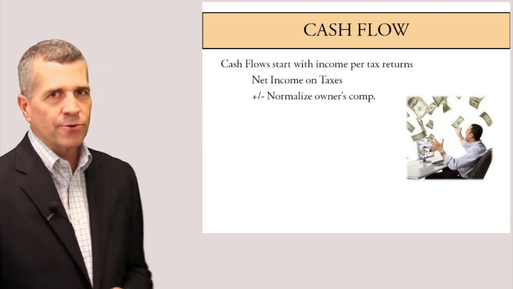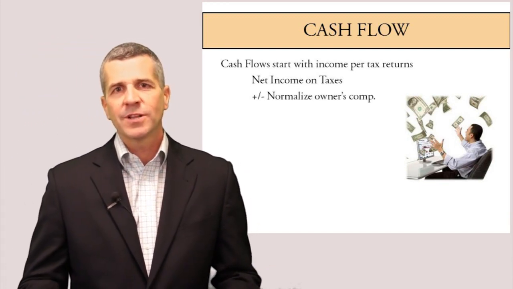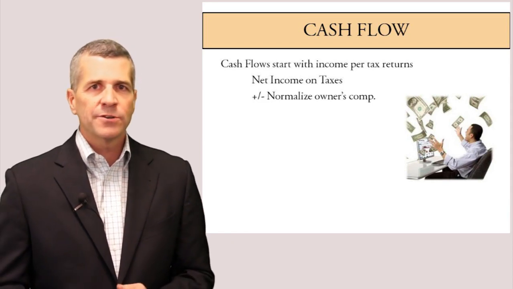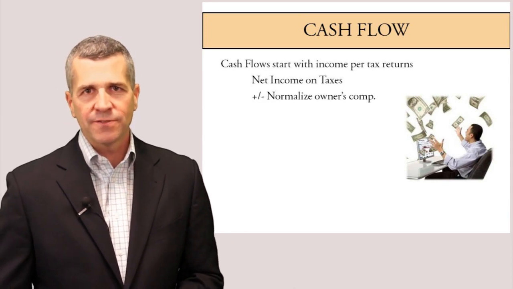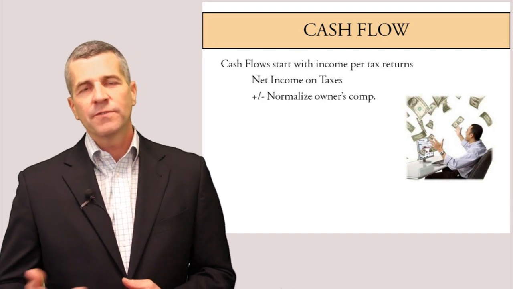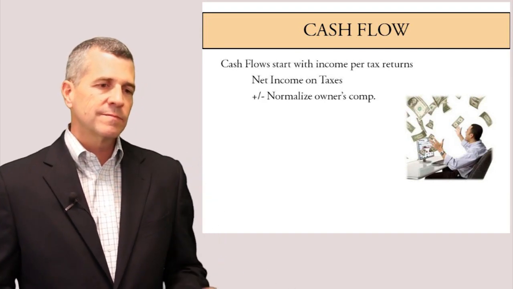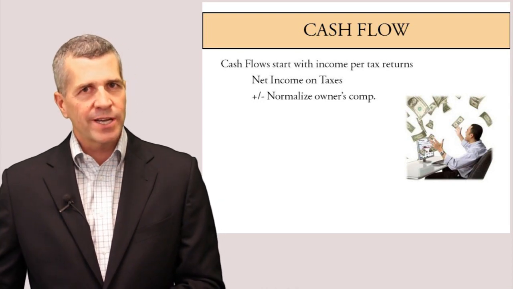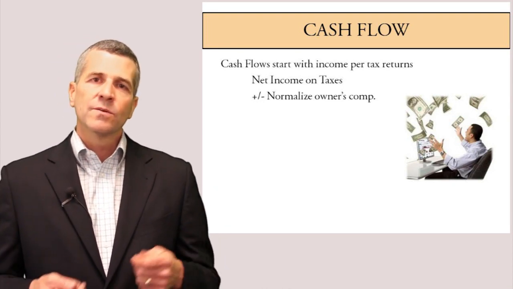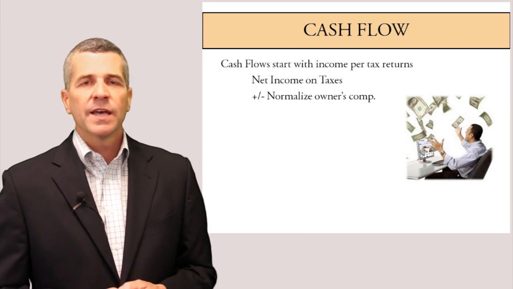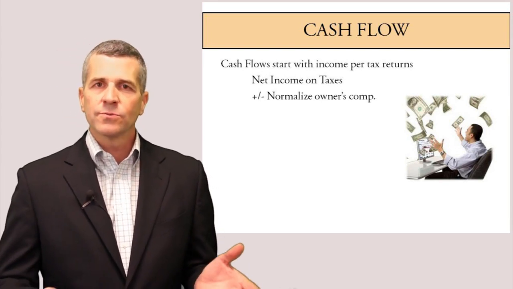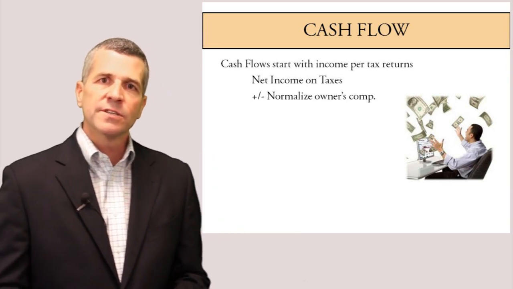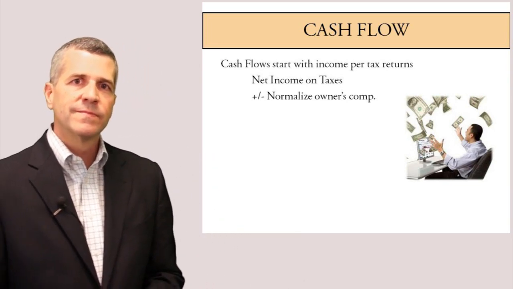Then we normalize owner's compensation. So what does it mean to normalize owner's compensation? Let's say you're a sole proprietor. In a sole proprietorship on your tax return, there's no deduction for the value of your wages. So if the value of your wages in the marketplace, let's say we could replace what you do for your company for a $50,000 wage. If that's the case, then we take your tax return and we subtract $50,000 to reflect the value of the wage that you're providing to the organization that's not reflected in the books.